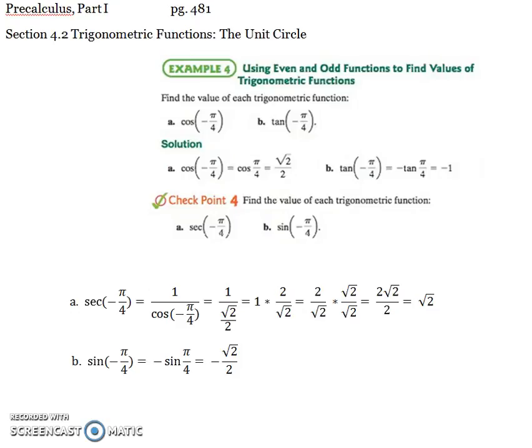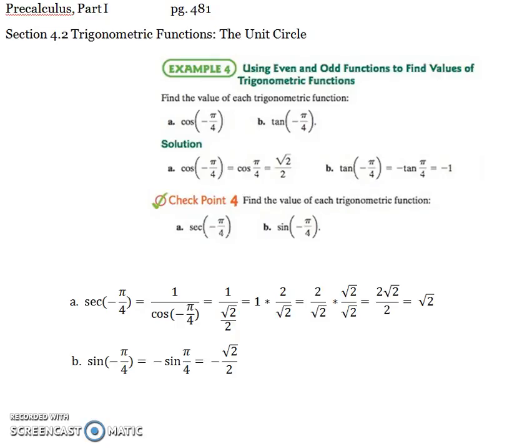This is Pre-Calculus Part 1, Section 4.2, trig functions, the unit circle. Example 4 on page 481, using even and odd functions to find values of trig functions. So it starts by showing you to find the value of each trig function, cosine of negative pi over 4.